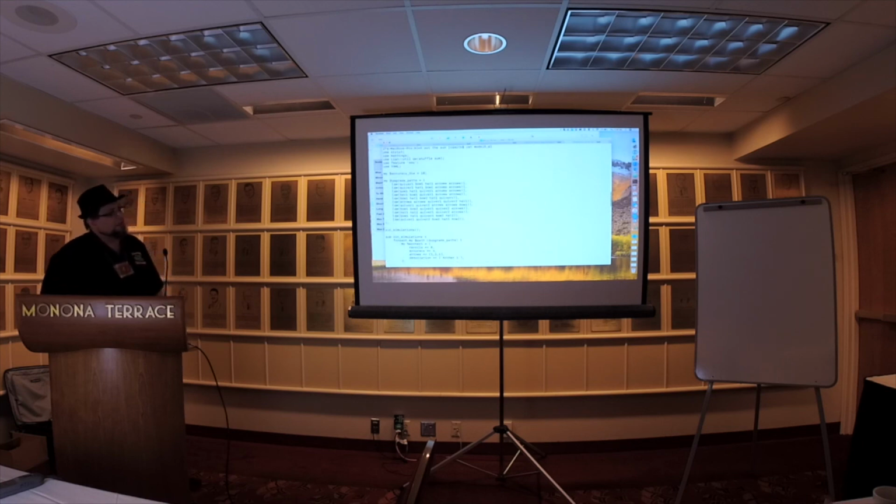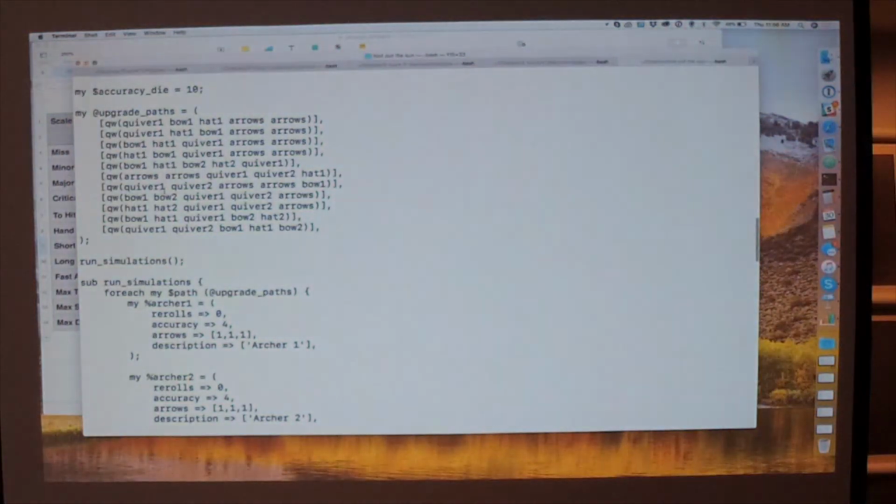We start off with the upgrade paths that I want to try. In this case, I didn't put it into a config file. I just created an array of arrays. So this is one trial that we're going to do. We're going to start by upgrading Quiver level 1 to Bow level 1 to Hat level 1, and then a couple of arrow upgrades. And then these other ones have different kinds of things. So we're going Bow 1 to Bow 2, then Quiver 1 to Quiver 2, then arrows, right?